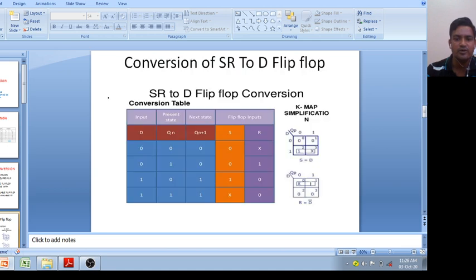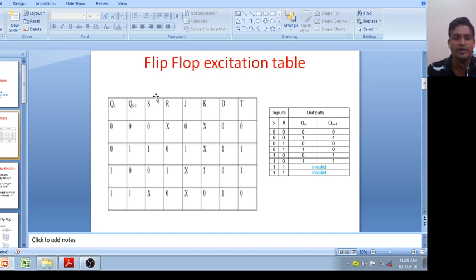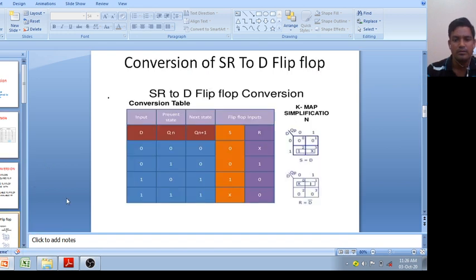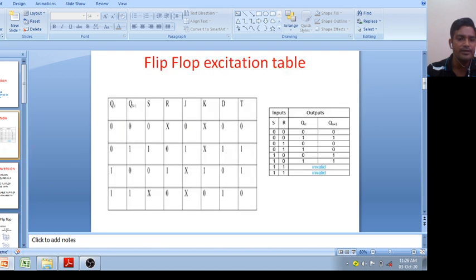Next 1 0 1 0, Qn is 0 1 and Qn plus 1 value is 0 1. 1 0 0 1. Again you can see from here 0 1 1 0. Similarly for 1 0 what will be? 0 1. For 0 1 you know it will be 1 0. For 1 1 x 0. So this table is very very important.